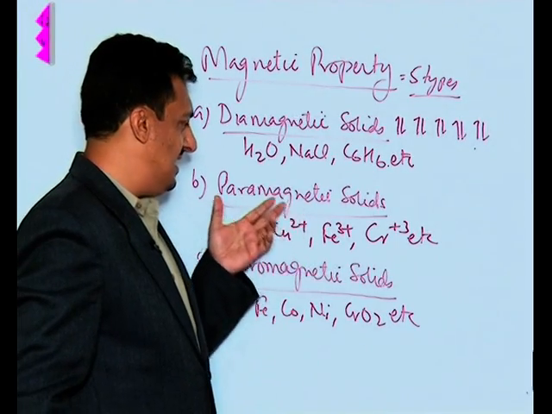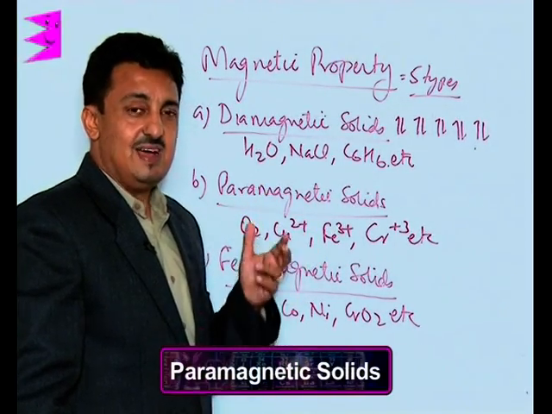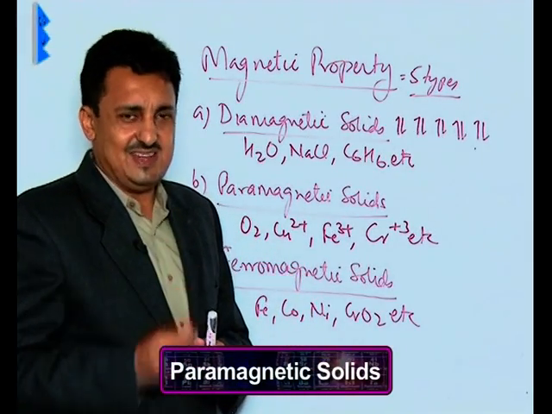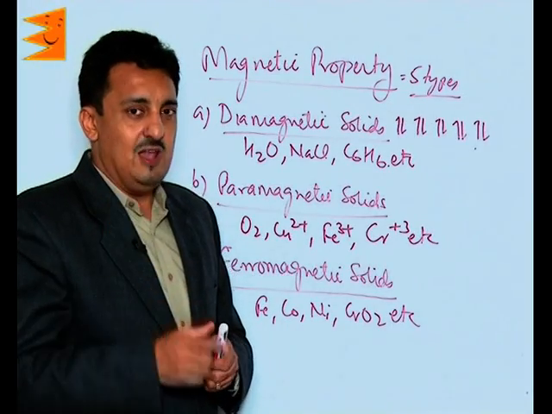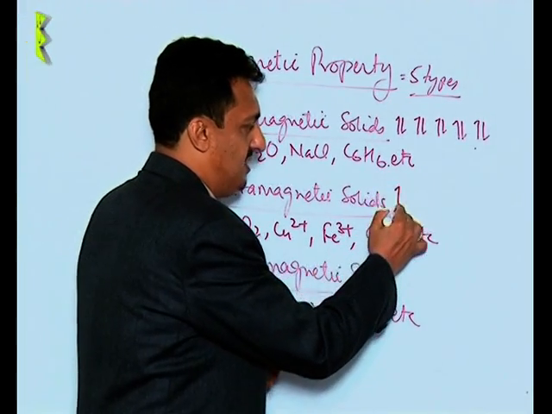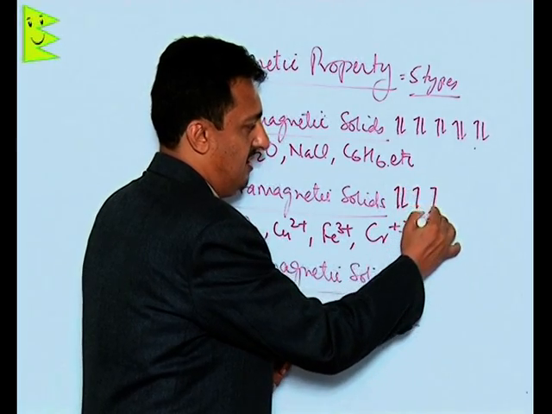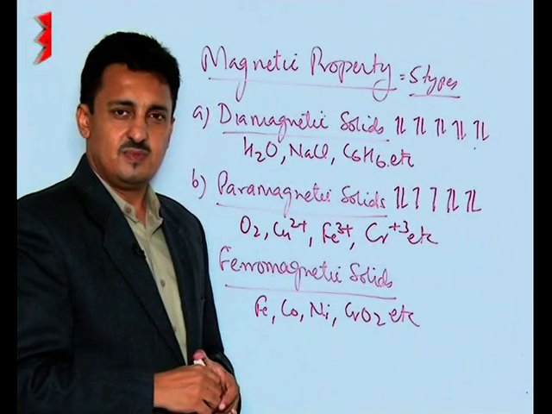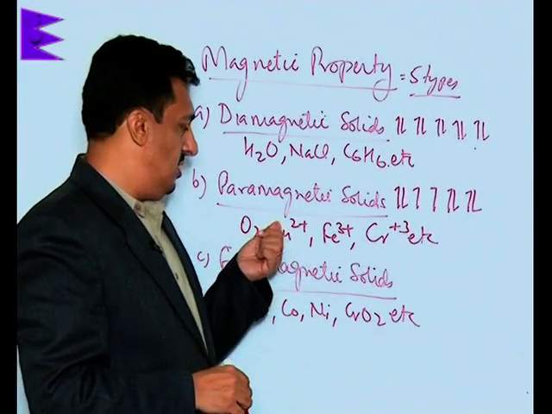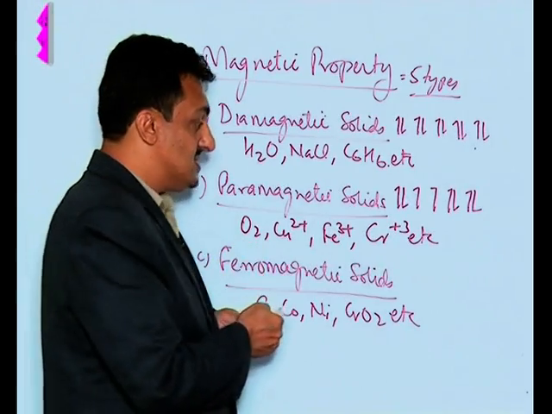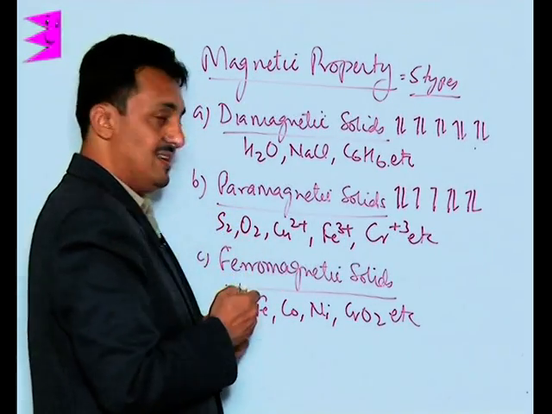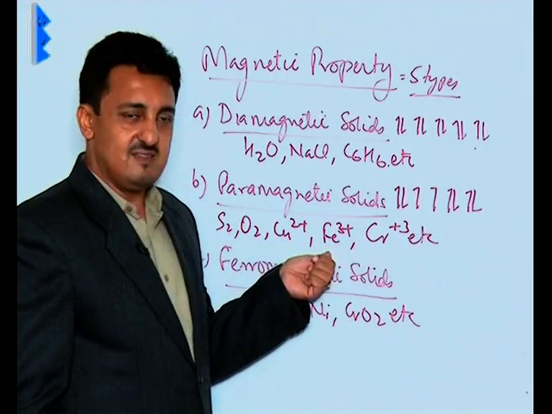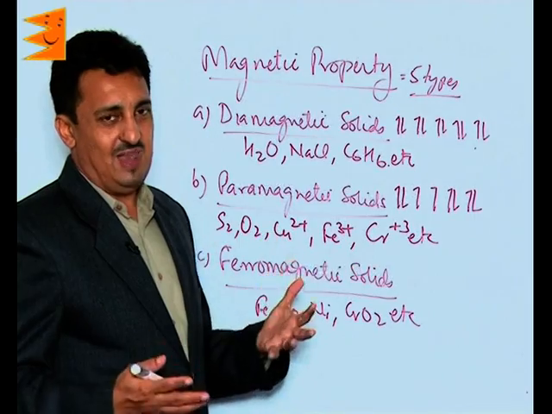Let us move to the second category, paramagnetic solids. These are those solids which, when placed in an external magnetic field, get feebly attracted because they contain a few unpaired electrons and the rest of their electrons are paired. It's almost like this. Examples include oxygen, which is paramagnetic, sulfur S2 in the gaseous state is paramagnetic, cupric ions, ferric ions, chromium 3 plus, all are paramagnetic in nature.